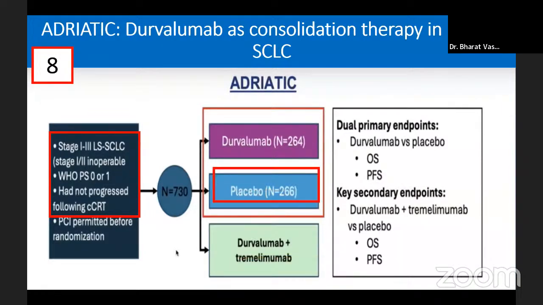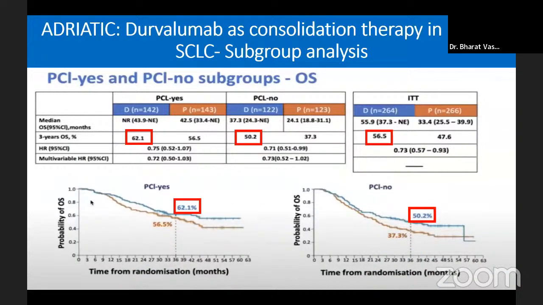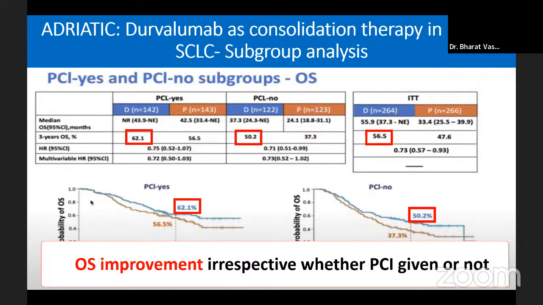That is important. So durvalumab, one-year OS and PFS. Whether the OS changes, whether you give a PCI or not. This suggested that irrespective of whether you give prophylactic cranial irradiation, there is a statistically significant improvement in your OS. So probably challenging the norm of whether you really require a PCI when you have limited stage as a consolidation.